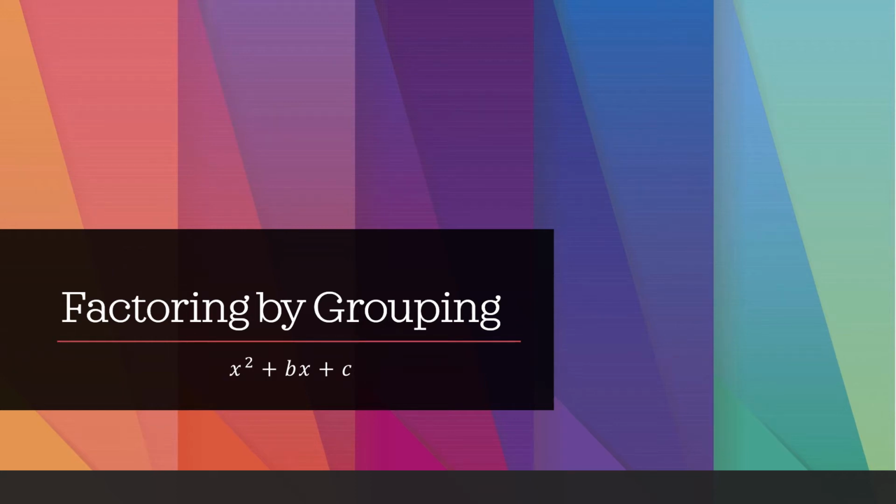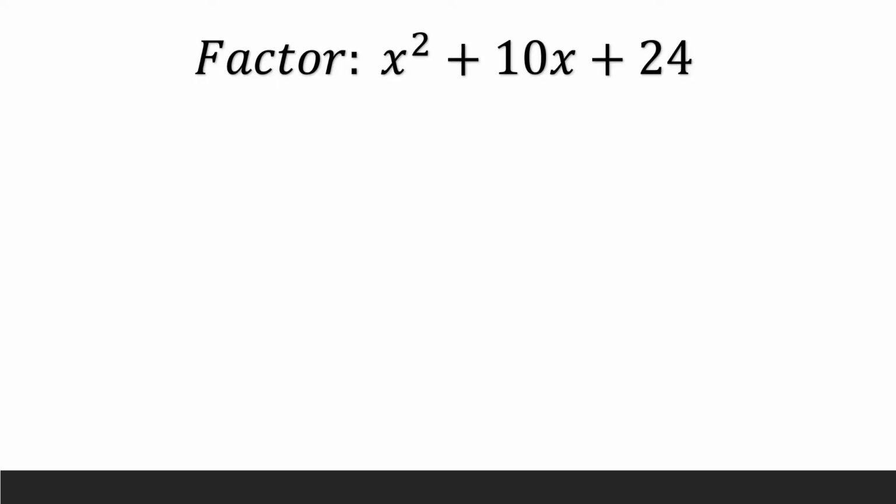Let's look at factoring expressions in the form x squared plus bx plus c. So if we want to factor x squared plus 10x plus 24 using grouping, we have a bit of a dilemma here because how do we split this into groups? We have 3 terms instead of 4 terms like we're used to. So let's look back at expanding real quick.